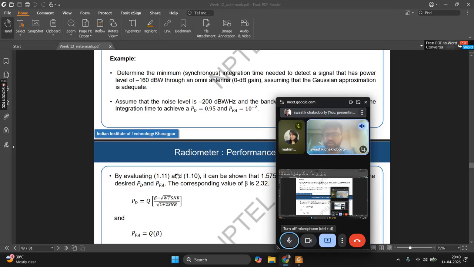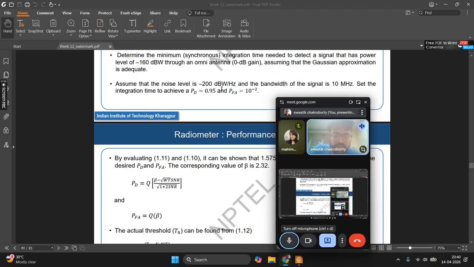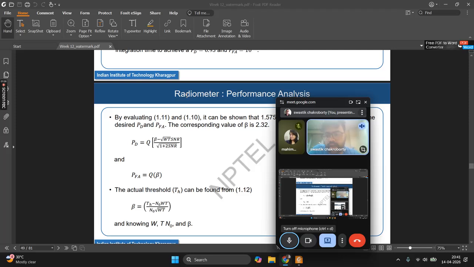So here there is an example. Determine the minimum integration time, that is capital T, needed to detect a signal that has a power level of minus 160 dB through an omni antenna of 0 dB gain, assuming that the Gaussian approximation is adequate, that is PFA equal to Q of beta is appropriate. The noise level is minus 200 dB per hertz, and the bandwidth is 10 megahertz, and we have to find the integration time to achieve a detection probability of 95% and a false alarm probability of 10 to the power minus 2, which is pretty high.